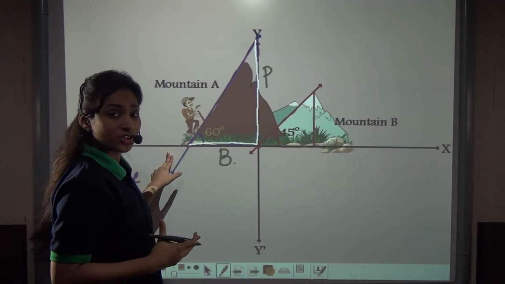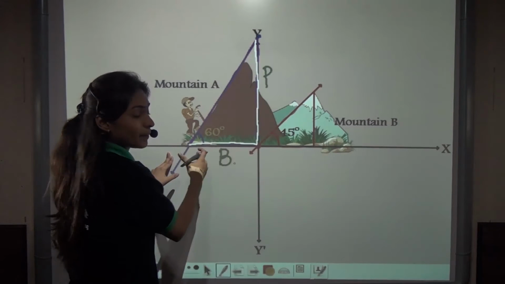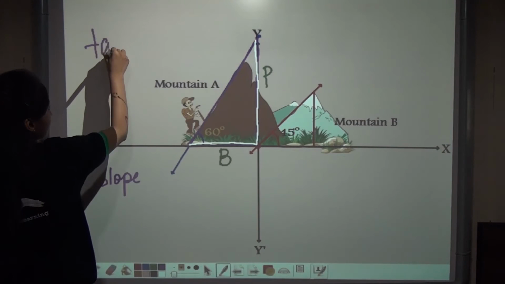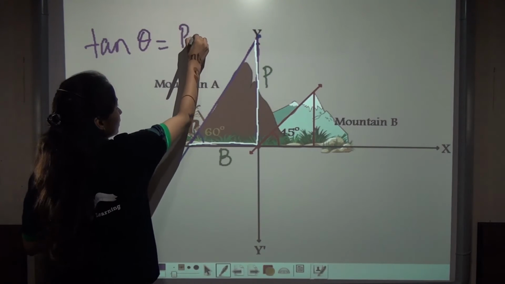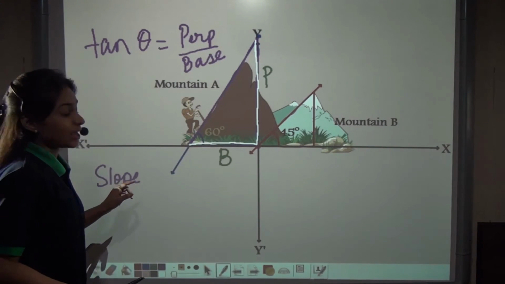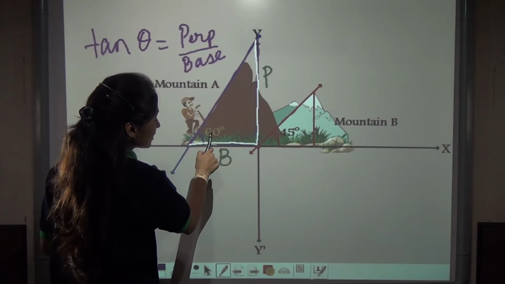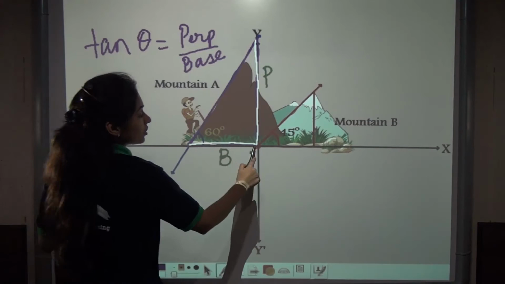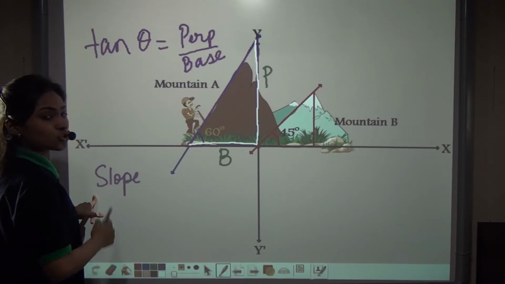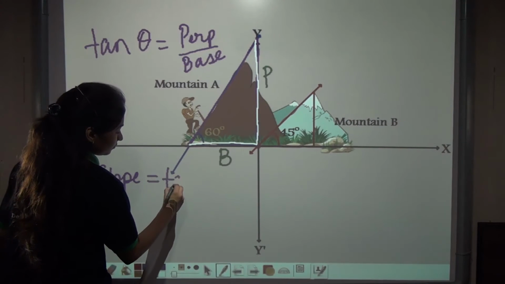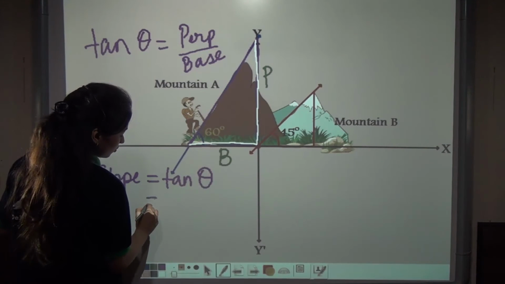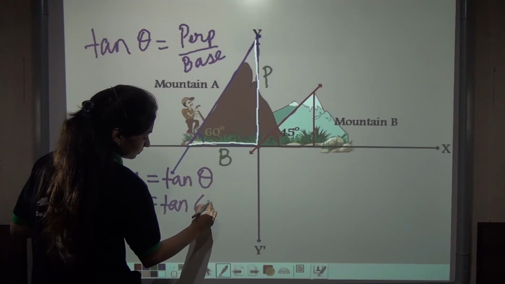So which trigonometric function helps us calculate that perpendicular by base? That is tan theta. So tan theta is actually what gives us perpendicular by base. That means if we calculate tan theta for this 60, that is tan 60, it will give us the change in this by this. So we will use this tan theta to calculate the slope for us. So what is tan theta? What will we take theta here? 60. So tan 60 will give us the slope.